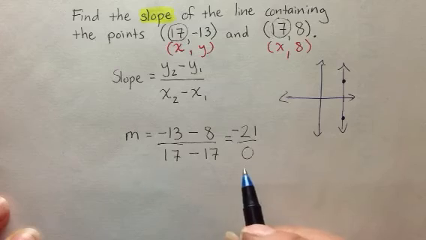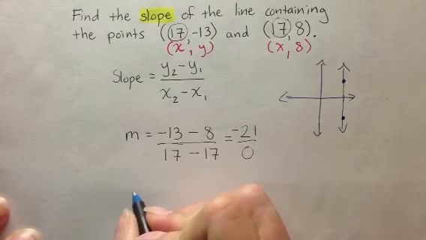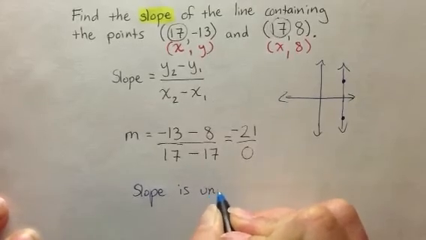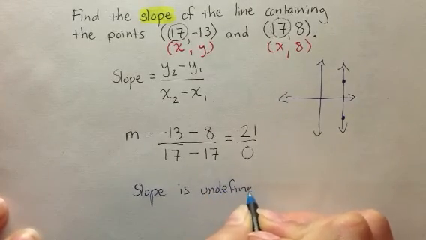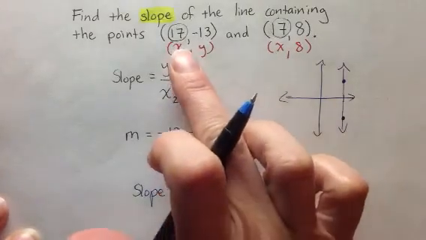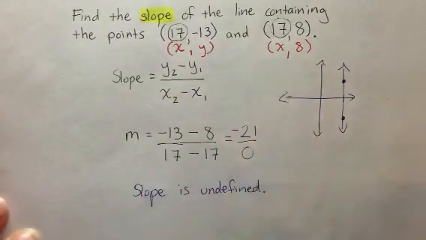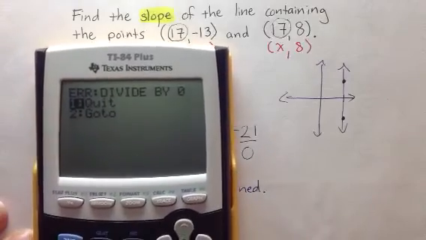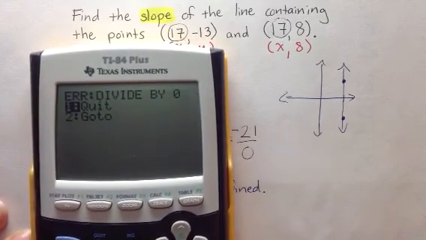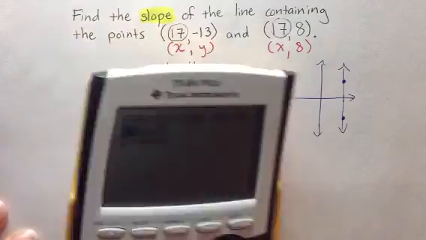Well, we can't divide by 0. This slope is undefined. Okay, it's a vertical line. The x's were the same, and when we try and divide by 0, our calculator gives us an error message because that's not a number we can do. We cannot divide by 0, undefined.